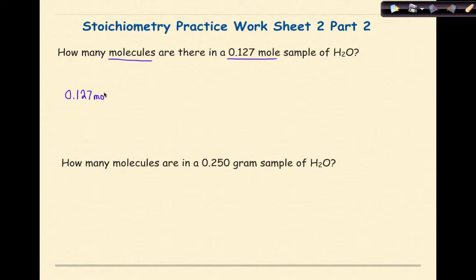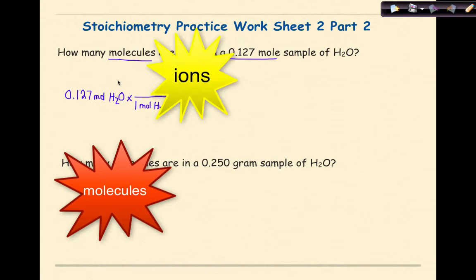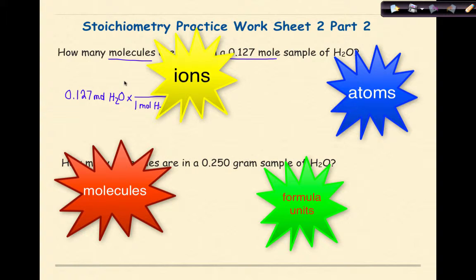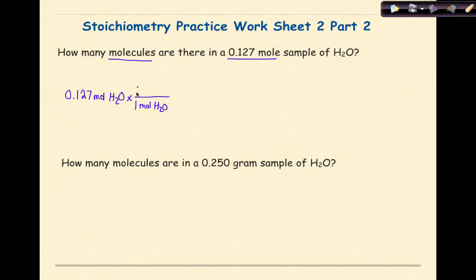0.127 moles of water. And of course, the most important thing to do when you're setting up these types of problems is to label and stay organized. So if I start with moles, I need to put 1 mole on the bottom, 1 mole of water, and we're looking for molecules. Now remember, when you see molecules, ions, formula units, atoms, the number that comes to mind is 6.02 times 10 to the 23rd molecules, which is Avogadro's number.